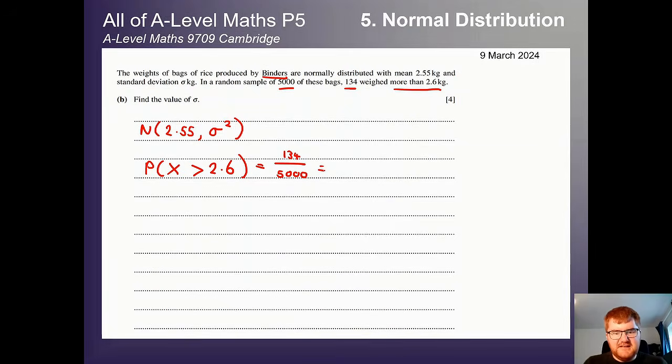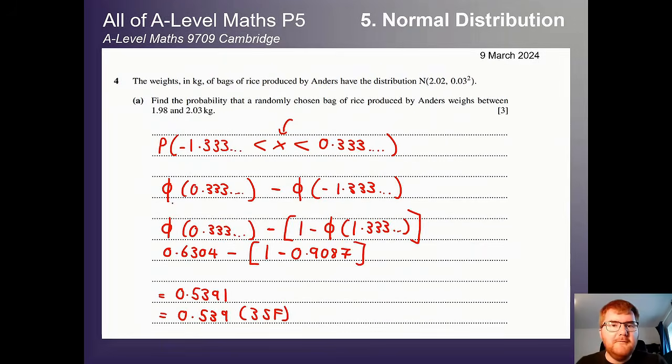I usually put these things into decimals. So that means 0.0268. Okay, so we've got that there like so. Now we just need to put it into a standard normal distribution. This time though, we actually have the result, but we don't have the standard deviation. This is another variant of question they could ask you here. So what we want to do is use the formula that we did before.